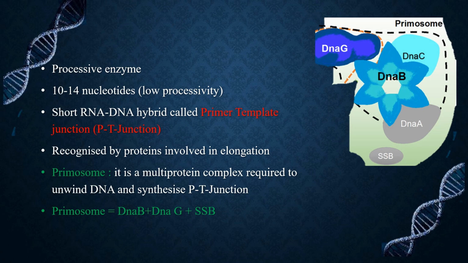So, what is a primosome? The multi-protein complex required to unwind DNA and synthesize PT junction is called a primosome. Primosome contains DnaB, DnaG, and SSB. DnaB is helicase and DnaG is primase and SSB is single-strand binding protein.